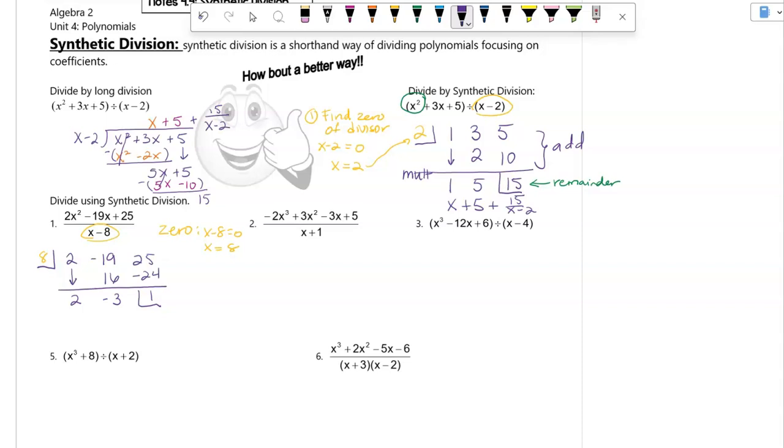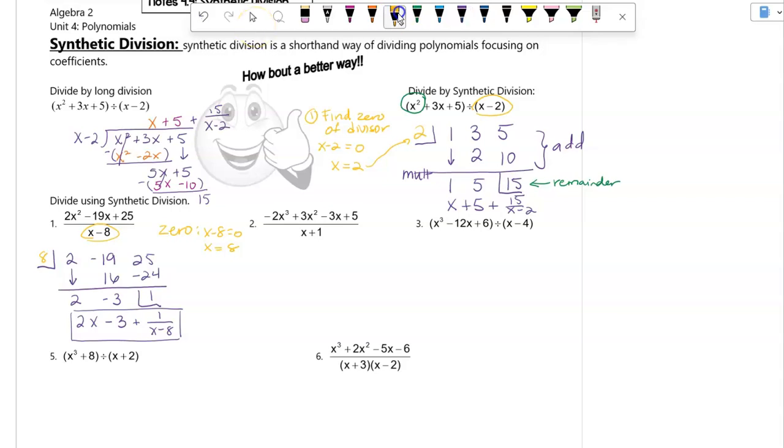So again, we had a quadratic for our dividend. That means our quotient is going to be 1 degree less. So that 2 is 2x, and then minus 3 plus 1 over whatever we divided by. So go back to that x minus 8. So not too bad, just take some practice. Okay, so let's try another one.